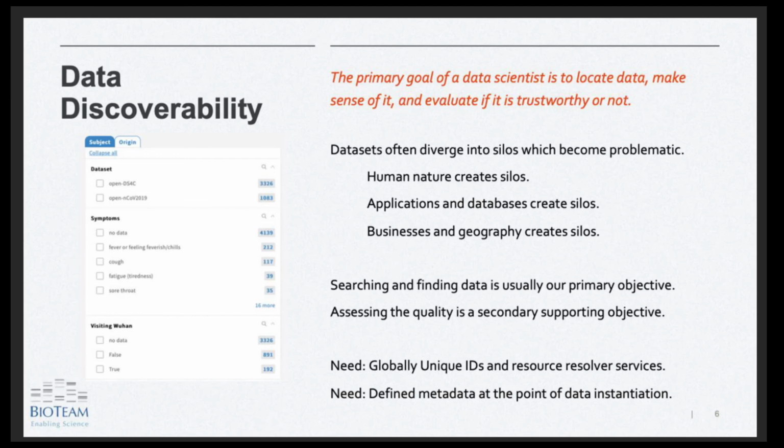So when I think about data discoverability, you have to think search has got to be a first class feature of your data ecosystem. If you can't find data, that's generally our primary objective. And a secondary objective to that is assessing the quality of that data. That's actually even harder to do. So some of the things you need for data discoverability are things like GUIDs, right? Globally unique identifiers. And you also need GUID resolver services and ways of locating objects across your ecosystem. Also think about quality metrics and how you might implement that to assess whether data is trustworthy or quality or not quality, right?